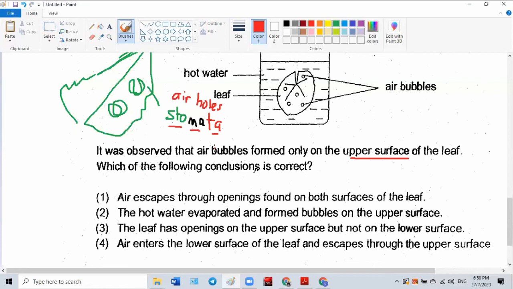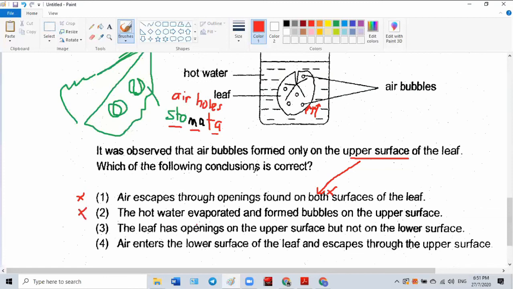So air escapes through openings of both surfaces? That means the stomata are on... where got both? Wait, no. On the upper surface of the leaf only. Get it? So this is nonsense, because it is only on the upper surface, and this one says both surfaces. Wrong. Yes or not? So hot water evaporated and forms bubbles? Cannot figure. Hot water evaporate in the water cannot, right? Talking nonsense. Water evaporate in the water.